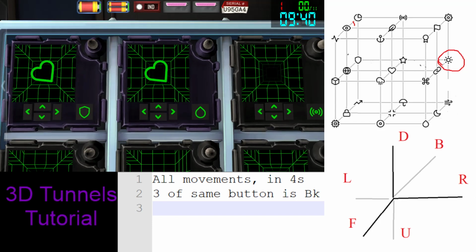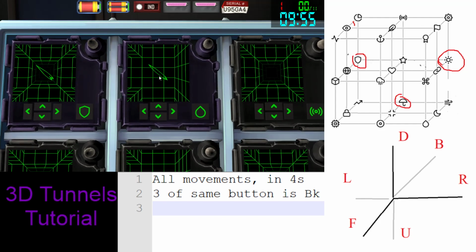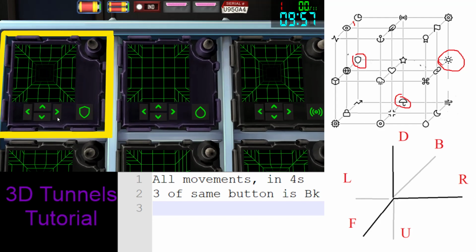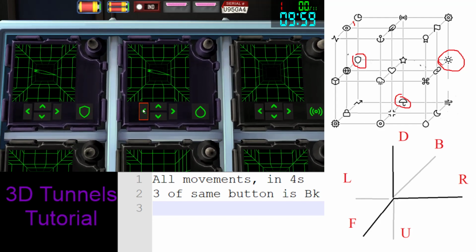Likewise, if I want to do up back, that is umbrella. That would just be up up. There's my umbrella. If I want to do left back, that'd be shield. Left left, there's the shield. Oops, clicked it one too many times.